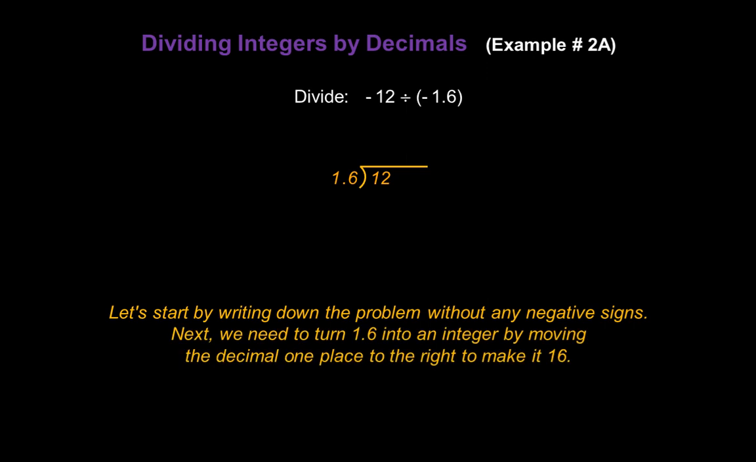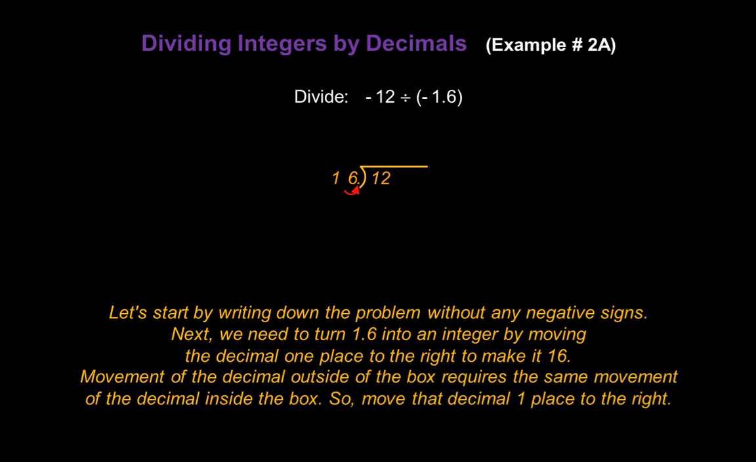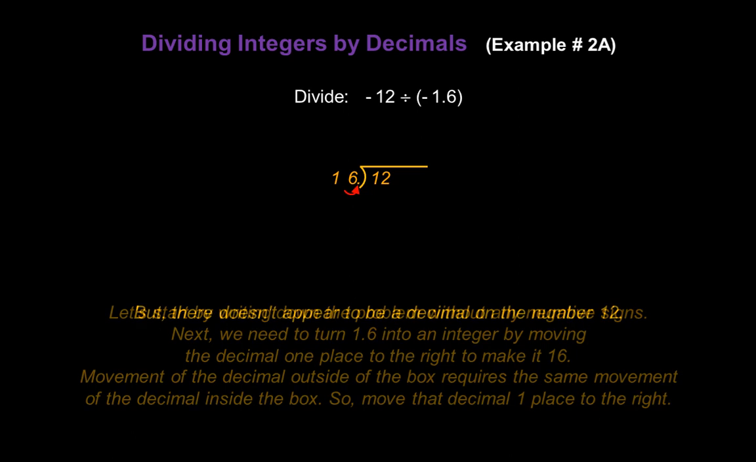Next, we need to turn 1.6 into an integer, and we do that by moving its decimal one place to the right. That will make the number 16. Now, movement of the decimal outside of the box requires the same movement of the decimal inside the box, so move that decimal one place to the right as well.